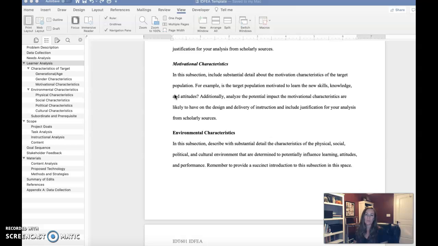This is great information because once you start working on developing your lesson or your training, knowing exactly who your learners are and their characteristics is going to give you fantastic information to implement when developing the lesson.